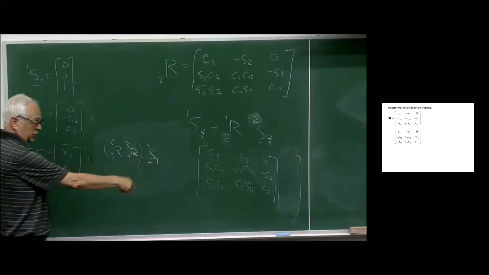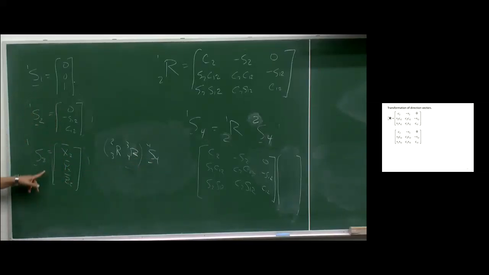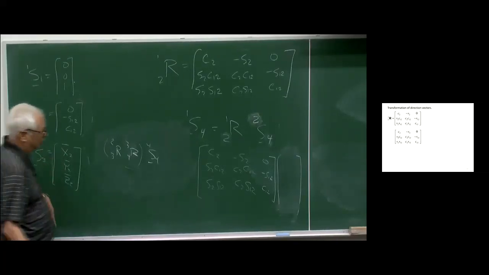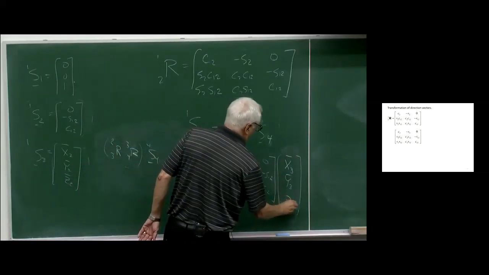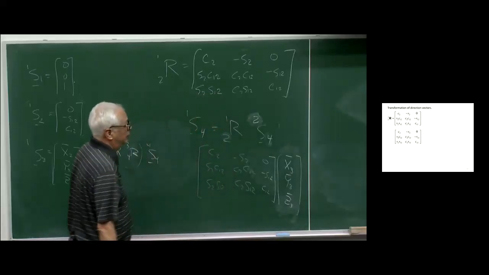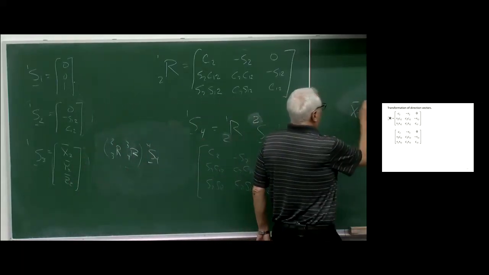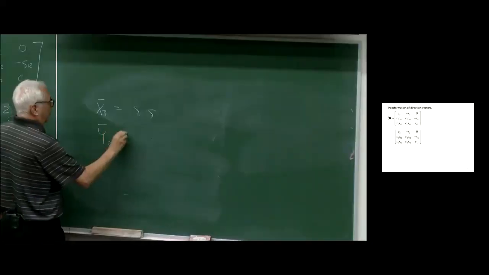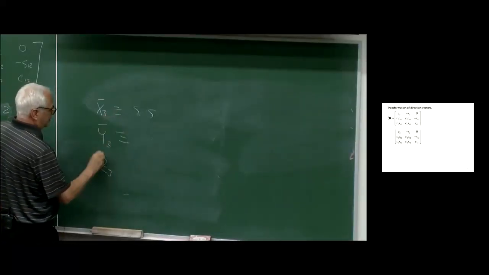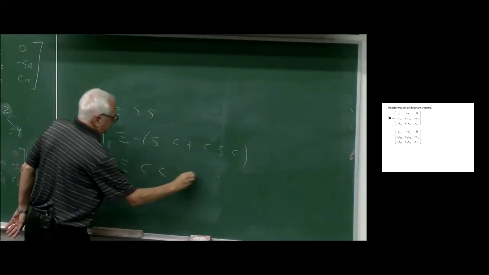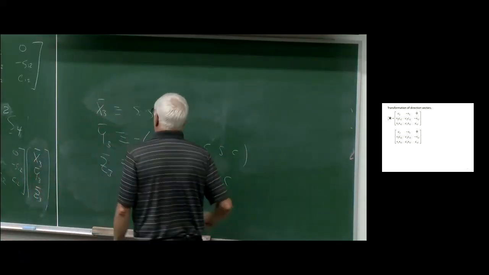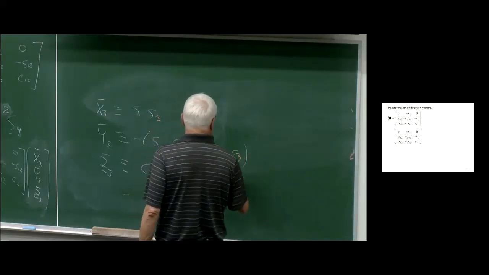Multiply that out. This is 0, 0, 1, blah, blah, blah. Or I'm going to go here and add 1 to every index, and I'm going to get the same result. I'm going to say S4 in the second is going to be X3 bar, Y3 bar, Z3 bar. What's X3 bar? What's Y3 bar? What's Z3 bar? And the 3 goes at the end.